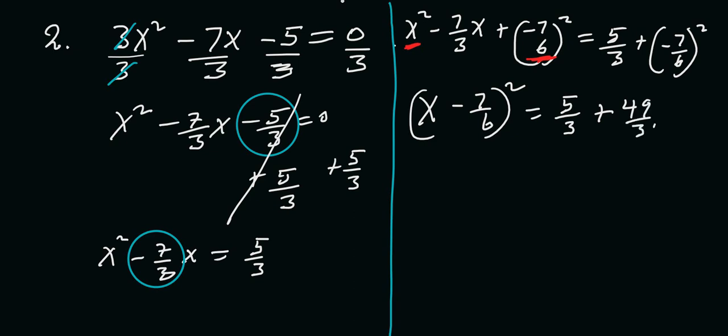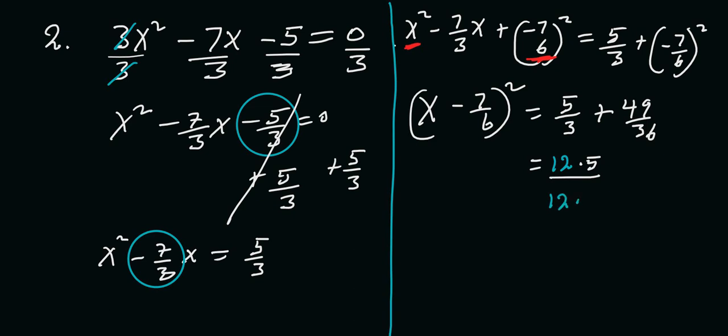over 36. Good. So now let's try and simplify the right side by adding up the 5 over 3 plus 49 over 36. So the common denominator would be, let's try to multiply each term of this first fraction, 5 over 3, by 12 in order to get the same denominator. So when we do, we multiply by 12. So this will be 12 times 5 over 12 times 3.